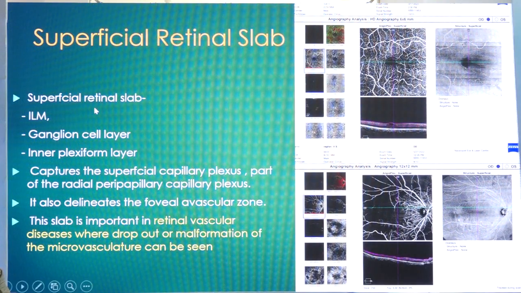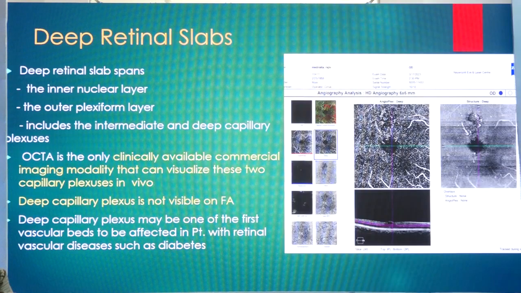Superficial retinal slab extends from the internal limiting membrane, ganglion cells, and inner plexiform layer. The important thing to see here is the foveal avascular zone, and in these patients you will see areas of capillary non-perfusion which can be identified in superficial retinal slabs. Deep retinal slab extends from the inner nuclear layer, the outer plexiform layer, and the intermediate and deep capillary plexus. OCTA is the only clinically available commercial imaging modality which can image the deep capillary plexus. You can't image it with FA or ICG.